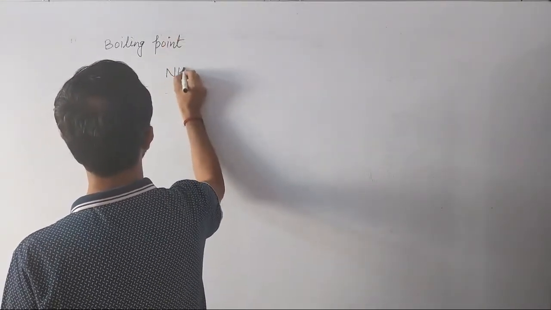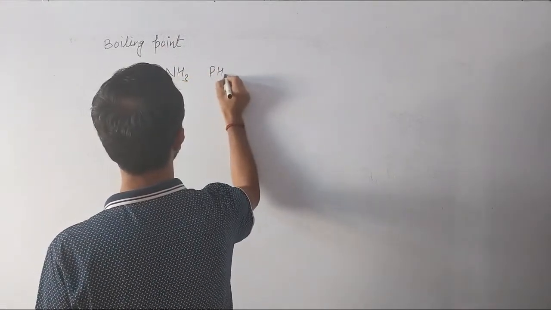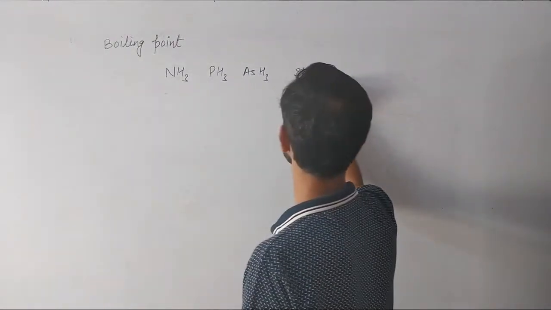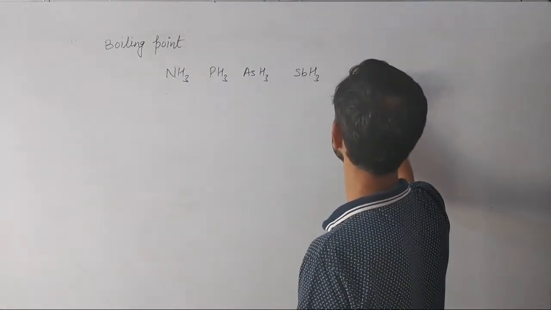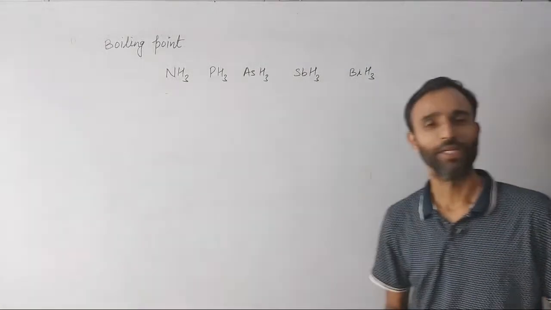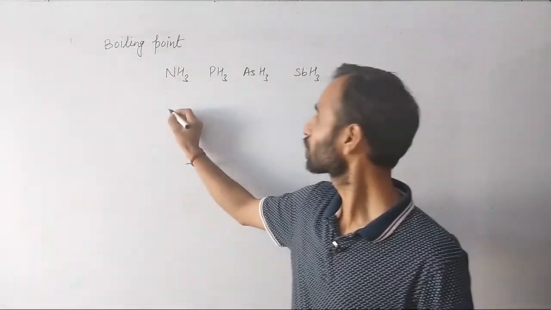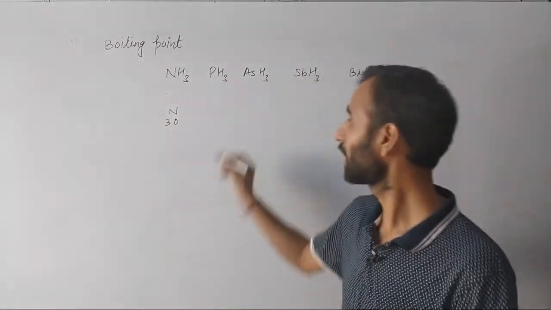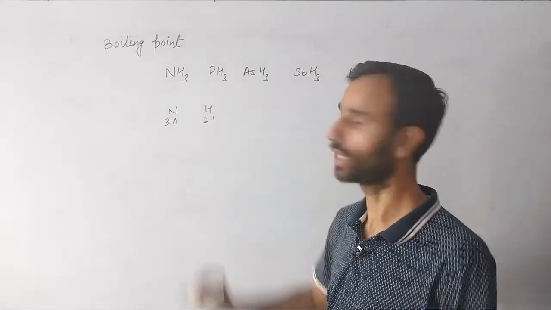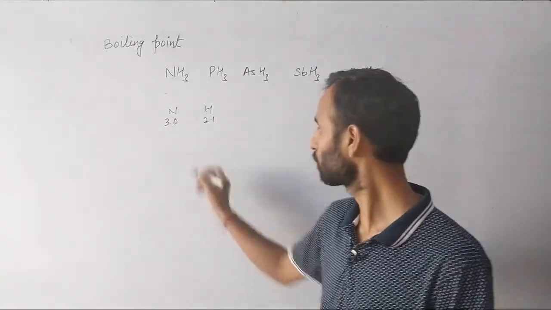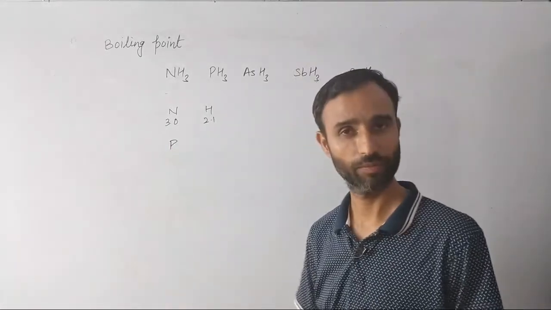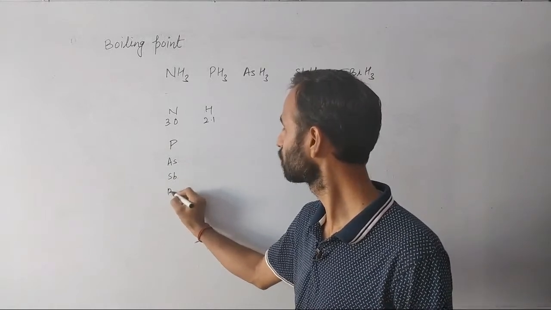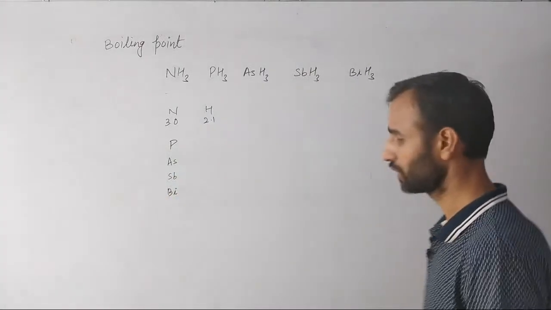Boiling point: there is NH3, PH3, AsH3, SbH3 and BiH3. Now, you know the electronegativity of nitrogen is 3.0 and the electronegativity of hydrogen is 2.1. And what is the electronegativity of phosphorus, arsenic, antimony and bismuth? What are the electronegativities of these elements?